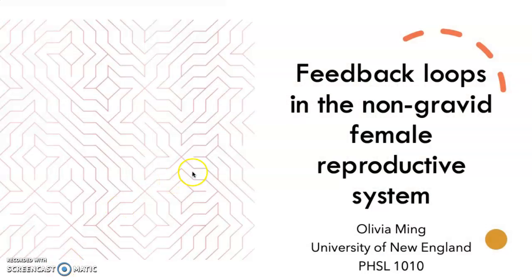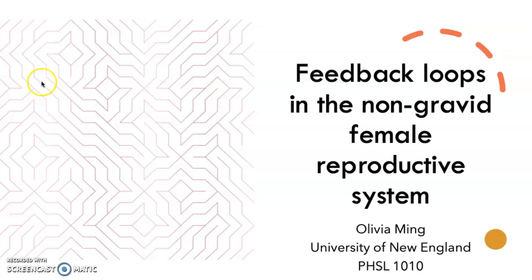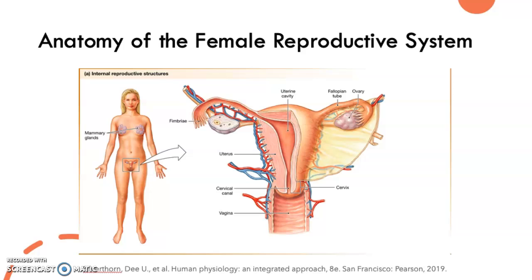Today is May 12th, 2021, and I will be discussing the feedback loops in the non-gravid female reproductive system. So first, I will be discussing the anatomy of the female reproductive system. So here we have a diagram of the internal reproductive structures.